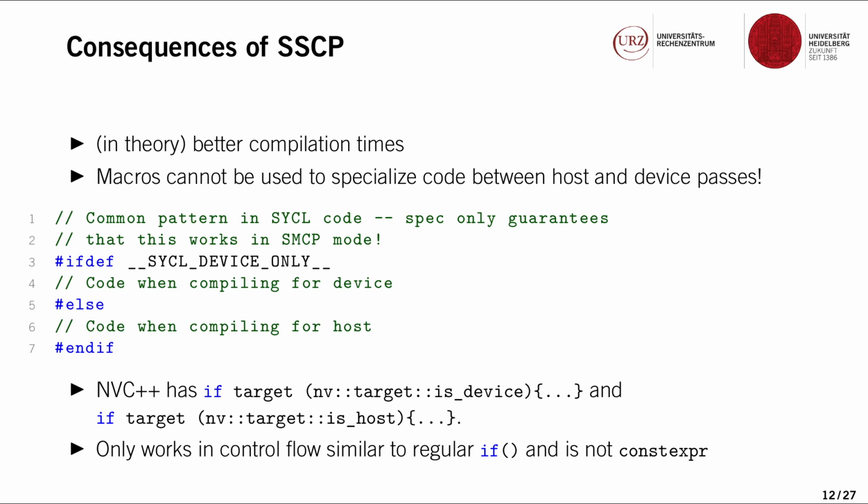So what can you do instead in SSCP? NVC++ has the if target mechanism, where you can use if target like an if statement, and then you can specialize your code accordingly using if target nv target is device or if target nv target is host. This, however, only works in control flow like a regular if statement. You cannot use this in any kind of constexpr context, for example. So you cannot use it to detect whether you're in the host or device pass, and then use this information to instantiate some template, for example.